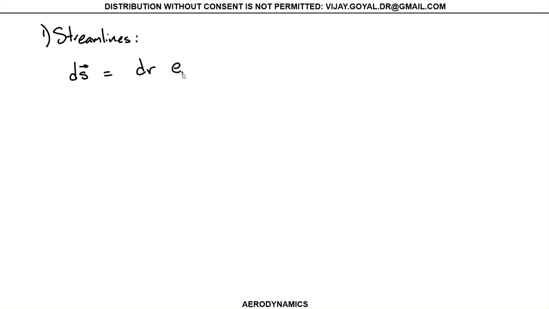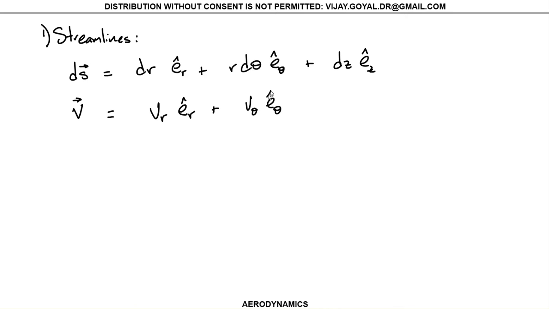your displacement vector delta S looks like this. We derived this in class, dz, and we know the velocity vector in cylindrical coordinates is equal to vr er plus v theta e theta plus vz times ez. Okay, so in order to find the streamlines, you take the cross product of this with the velocity vector, and that has to equal 0. Okay, that's how you find your streamlines.